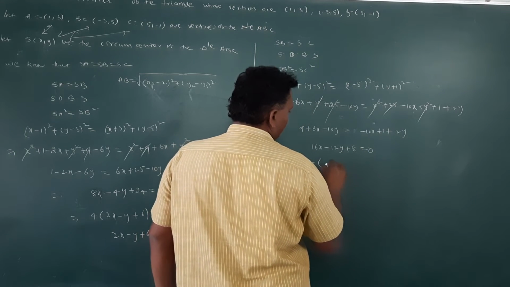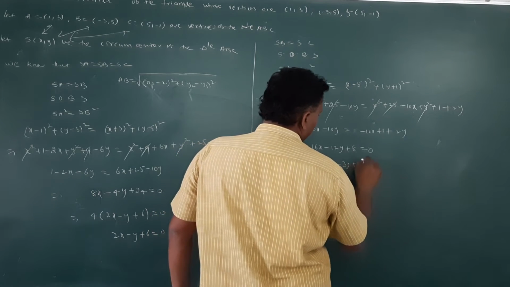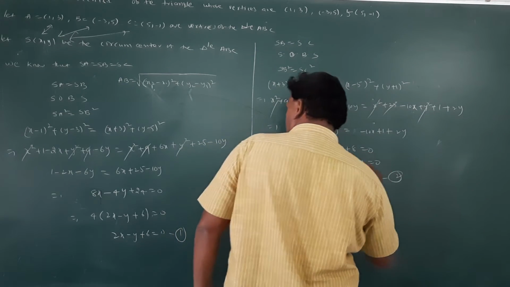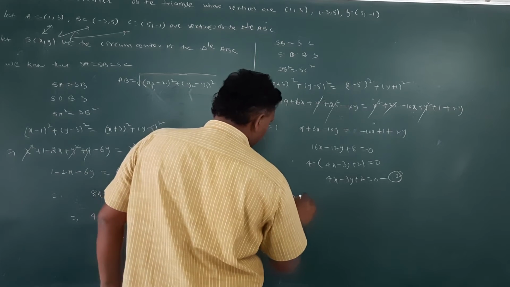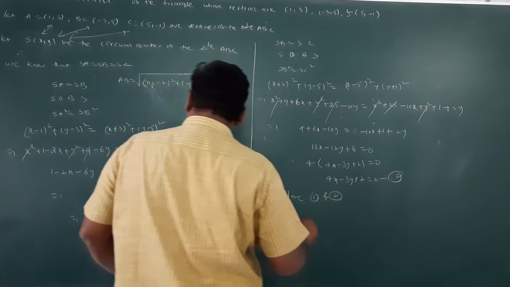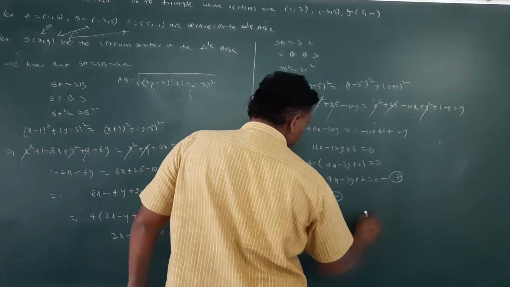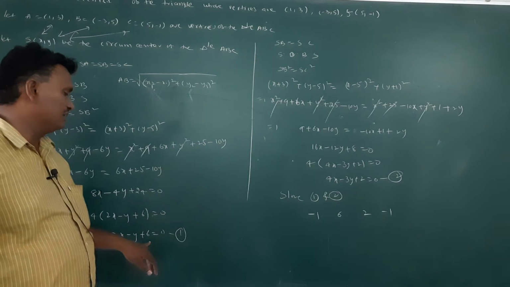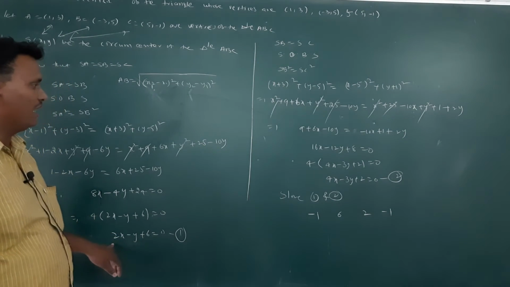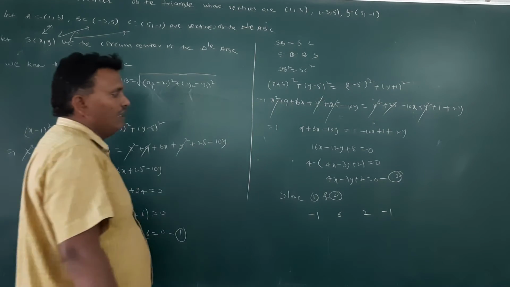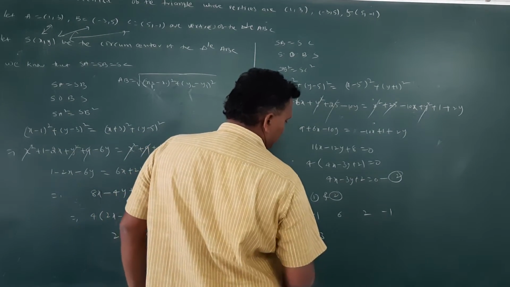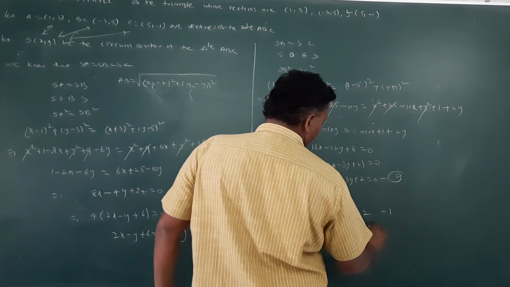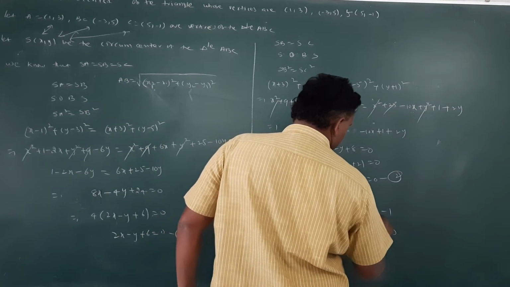4x minus 3y plus 2 is equal to 0. Solve 1 and 2. Using the cross multiplication method: first write the y coefficient, minus 1; constant, 6; x coefficient, 2. Next again y coefficient, minus 1; and for the other equation y coefficient is minus 3, x coefficient is 2, and x coefficient is 4, y coefficient is minus 3.